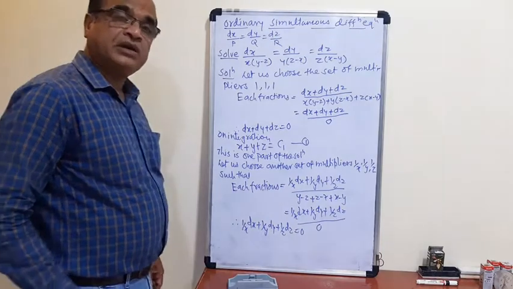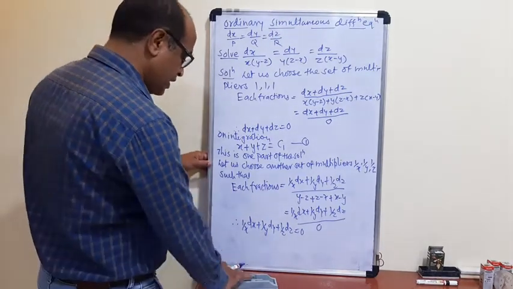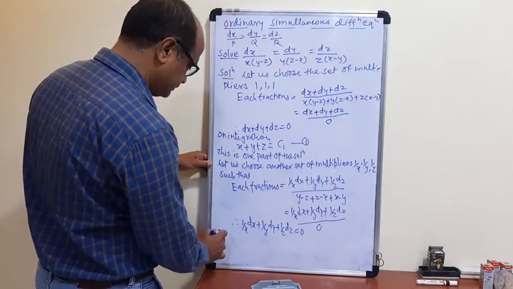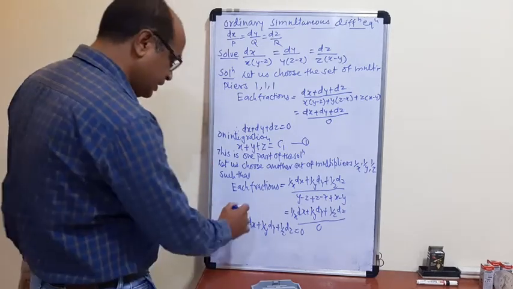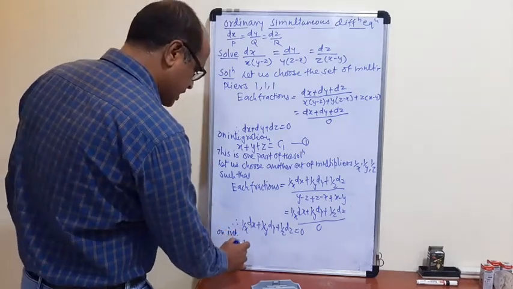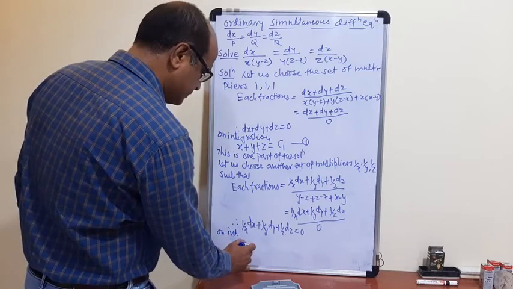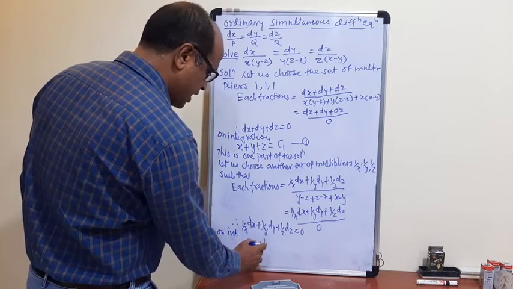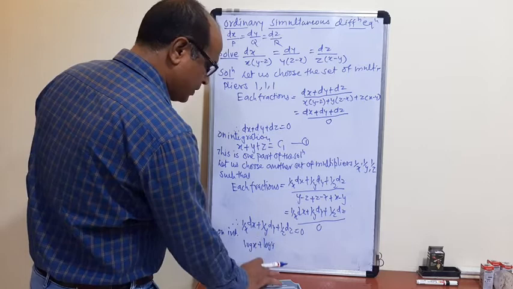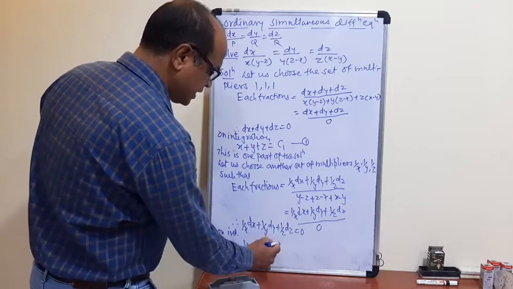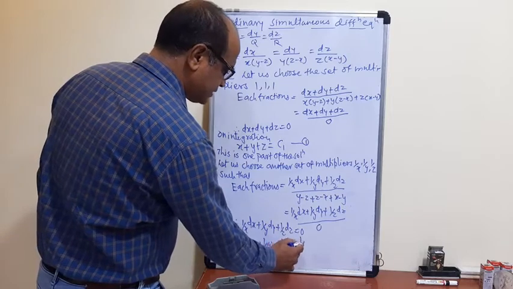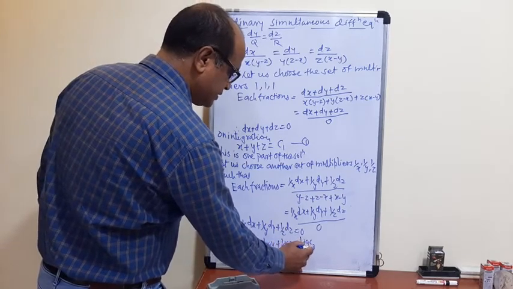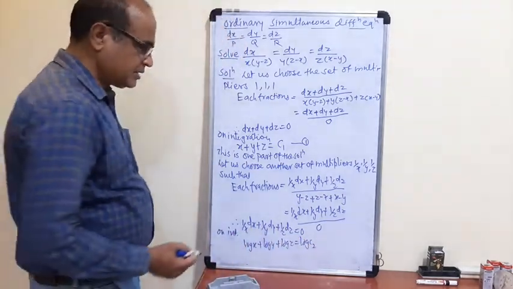So what is the integration of this? On integration, what happened? Integration of this is log x plus log y plus log z is equal to the integrating constant log c2. Okay? Log c2.